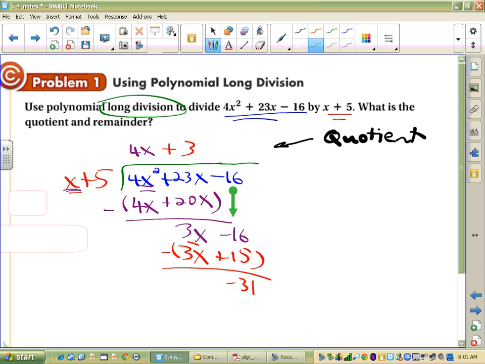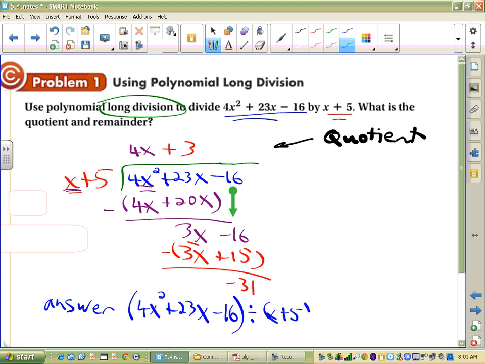Okay, so to this question, here's the answer. 4x squared plus 23x minus 16, that trinomial, divided by the binomial x plus 5 is equal to 4x plus 3 with the remainder, and I'll just say rem for now. Later on we'll do something else with it. The remainder is negative 31.